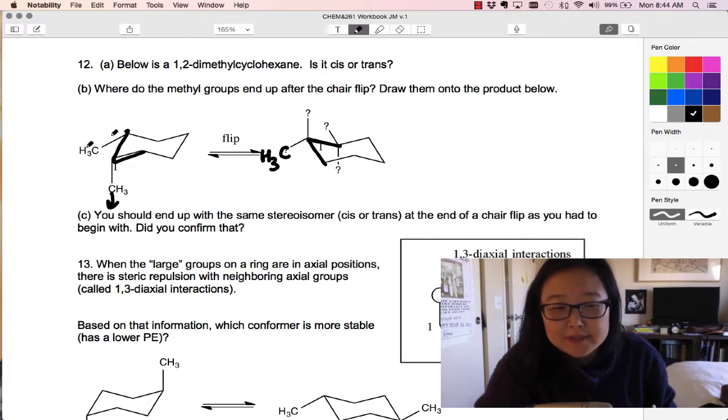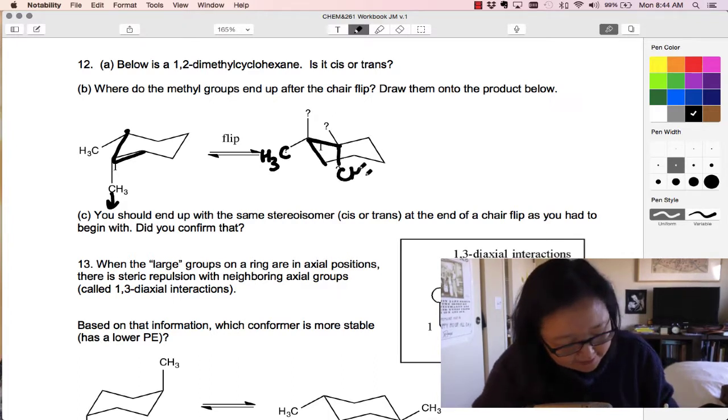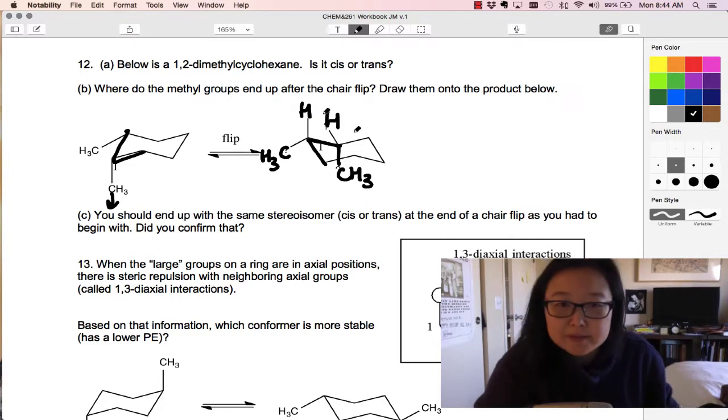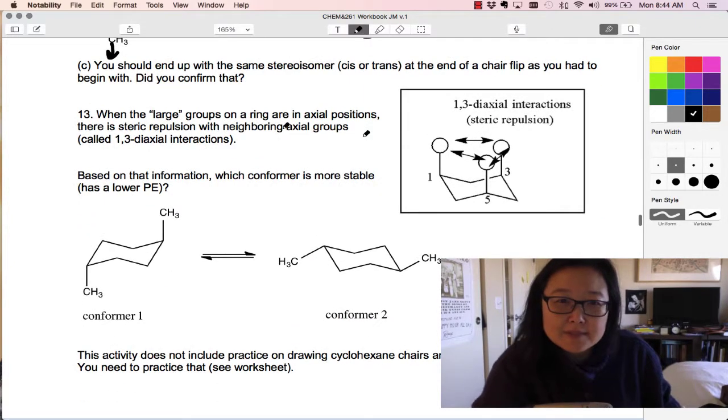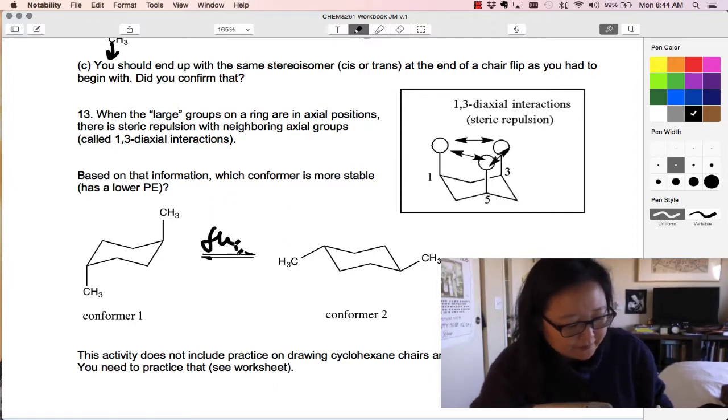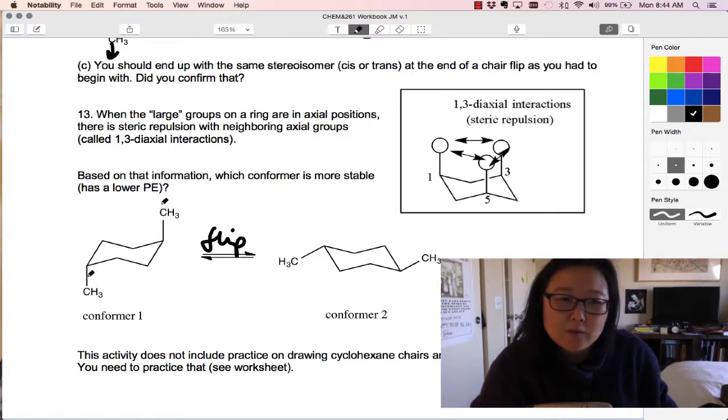Here we have carbon 2, methyl group going down, equatorial. Here it's going to be down, but it's going to be axial. And these guys, you have to write hydrogen, otherwise we assume it's carbon. Finally, the last part of this is we've got different conformations now. Now that we can do a chair flip, we can have one form where the methyl groups are axial to each other and one form where they're equatorial to each other.